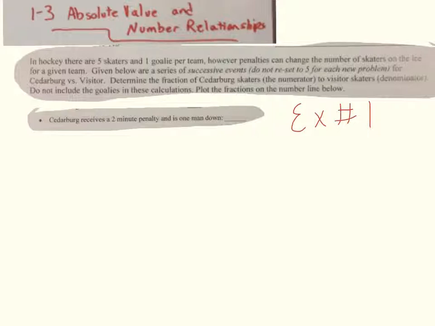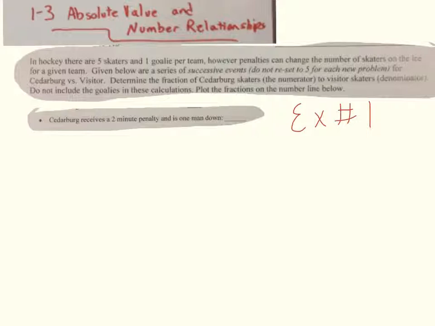In hockey, there are 5 skaters and 1 goalie per team. However, penalties can change the number of skaters on ice for a given team. Given below are a series of successive events. Do not reset to 5 for each problem. For Cedarburg versus the visitors, determine the fraction of Cedarburg skaters, which would be the numerator of a fraction, to visitor skaters, which would be the denominator. Do not include the goalies for these calculations. Plot the fractions on the number line below.